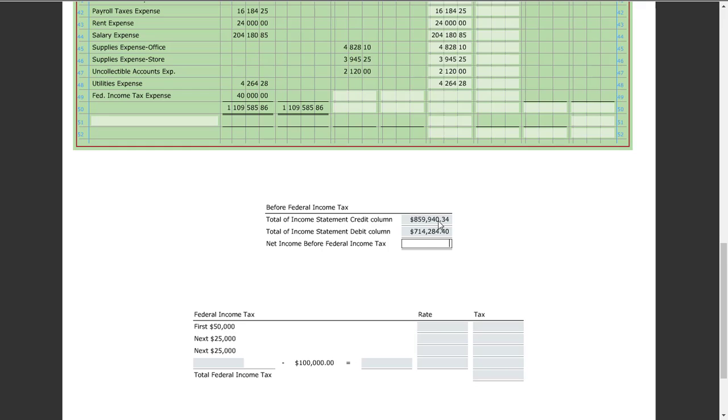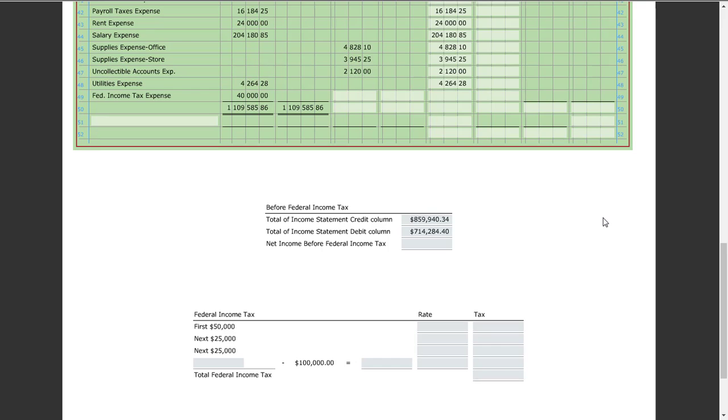So, debit. I'm going to give it to you, and you can agree or disagree. Ready? $714,284.40. Now, which one is bigger? Credit column, which means what? We have a net income.